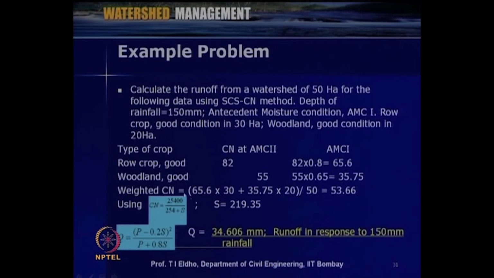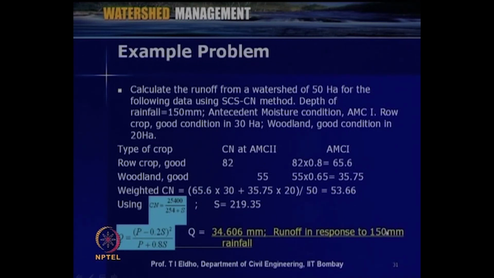You can see that a weighted curve number we can identify based upon this is 53.66, and then we can find the storage S using this equation, which is equal to 219.35 for this problem. Then we can directly obtain the runoff: Q is equal to (P minus 0.2 S) whole square divided by (P plus 0.8 S). So, Q for this problem is 34.606 millimeter.